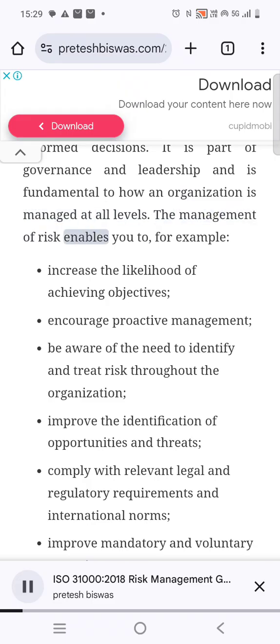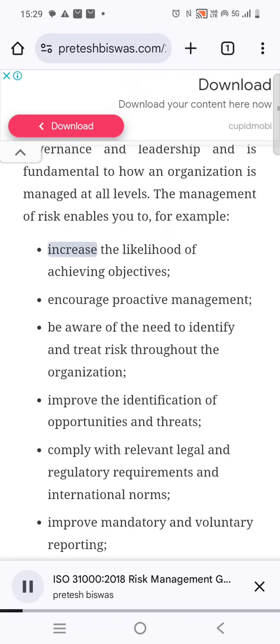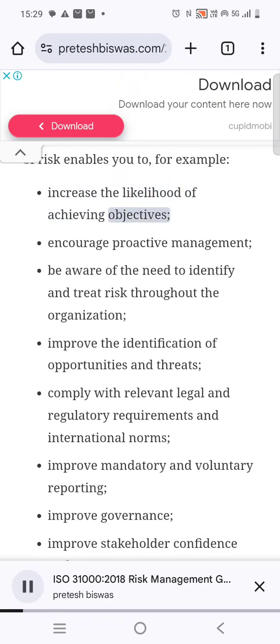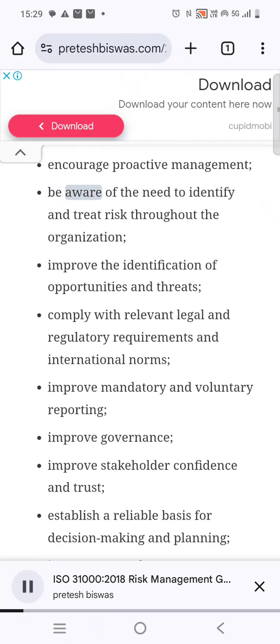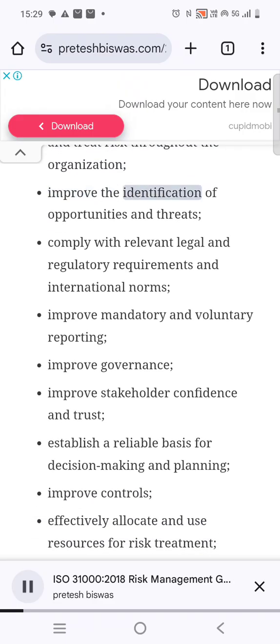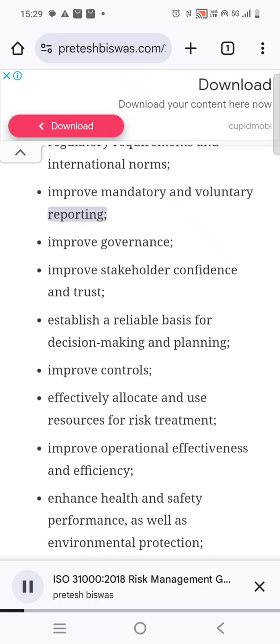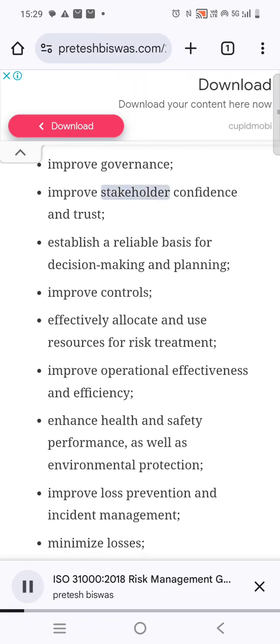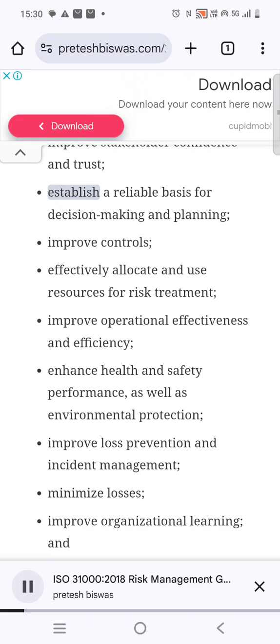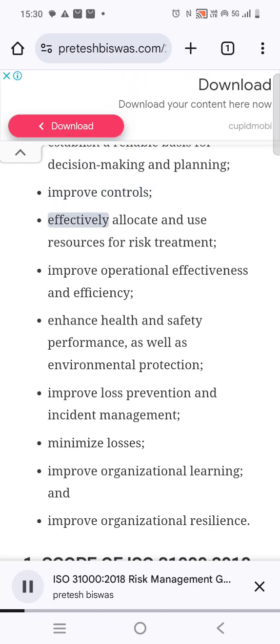The management of risk enables you to, for example, increase the likelihood of achieving objectives, encourage proactive management, be aware of the need to identify and treat risk throughout the organization, improve the identification of opportunities and threats, comply with relevant legal and regulatory requirements and international norms, improve mandatory and voluntary reporting, improve governance, improve stakeholder confidence and trust. Establish a reliable basis for decision-making and planning.